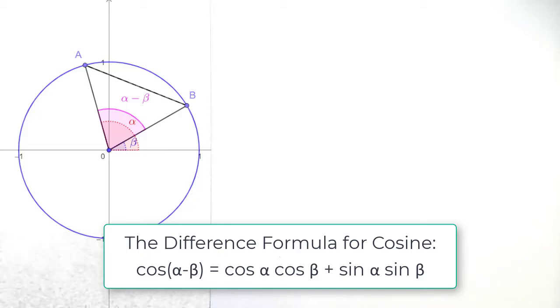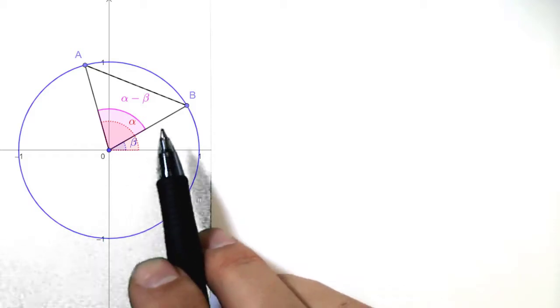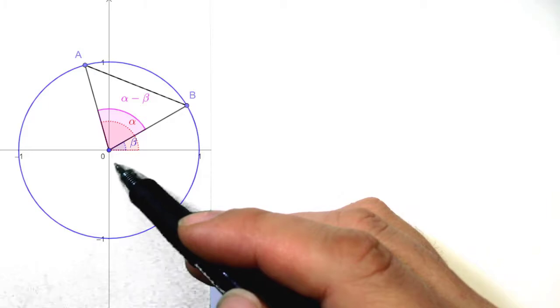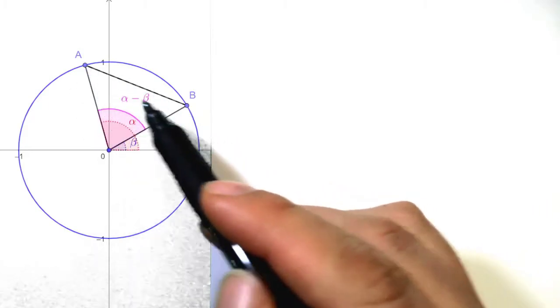Hi there. In this video, we are going to derive the difference formula for cosine. Now, we're going to do it by using this picture here. What I've done is I've got a unit circle, and I've picked 2 points on the unit circle, A and B.